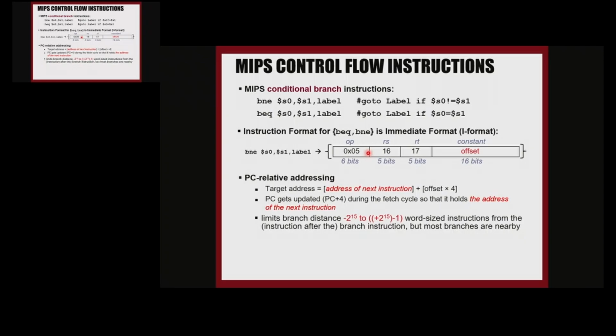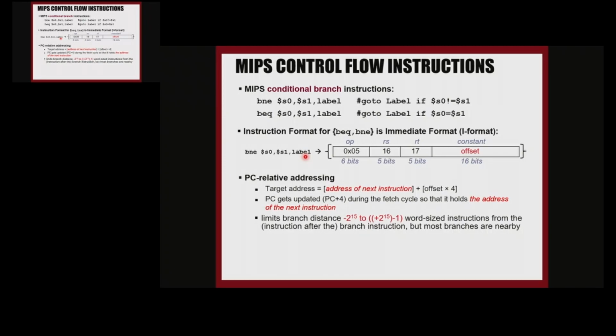Okay? So, but the first source is this one, the one on the left side, and the second source is this one, S1 in this case. And then we have the offset value, label. If you have a label, we have to find a way to find the offset, which I'm going to explain. In some cases, you can actually have a number. Okay, so this can be branch equal S0, S1, and 4, for example. It doesn't always have to be a label. We're going to see some examples.